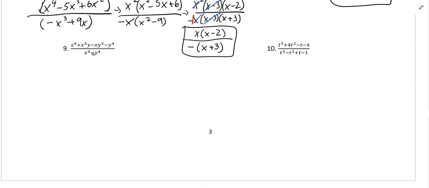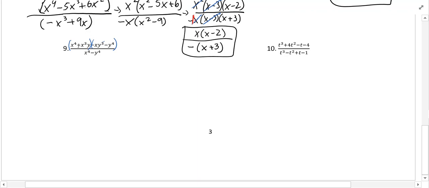All right, number 9 is a little bit different because if you notice now there are 4 terms. So what you want to do is you want to group the terms. You want to see if you can group the 2 of them together and see if there's anything that you can factor out. So you want to group the first 2 together, and then we're going to group the second 2 together and see if they have a GCF.